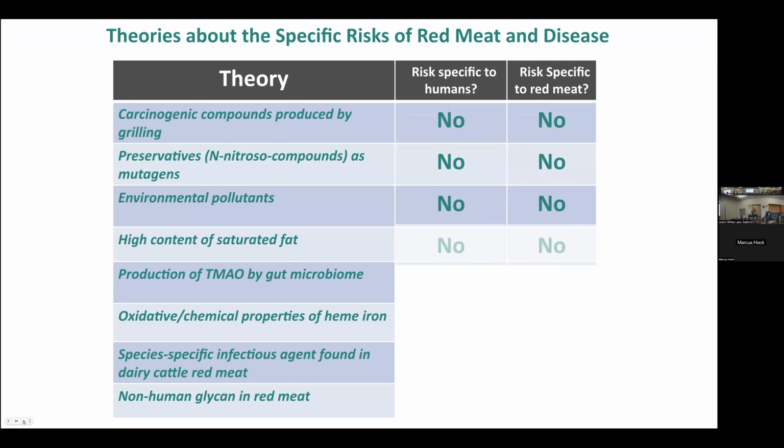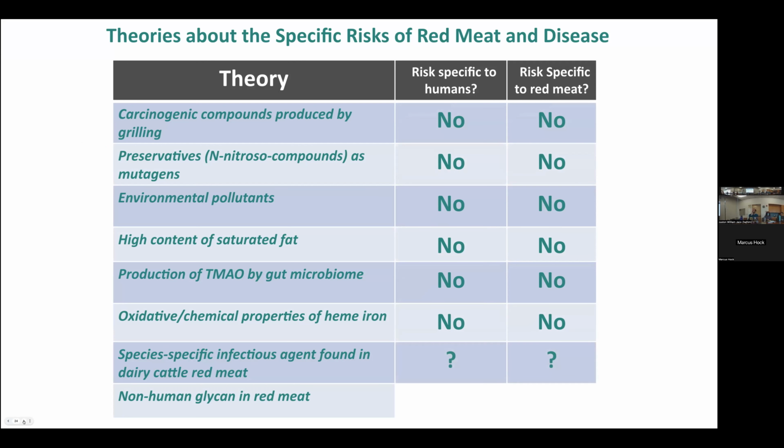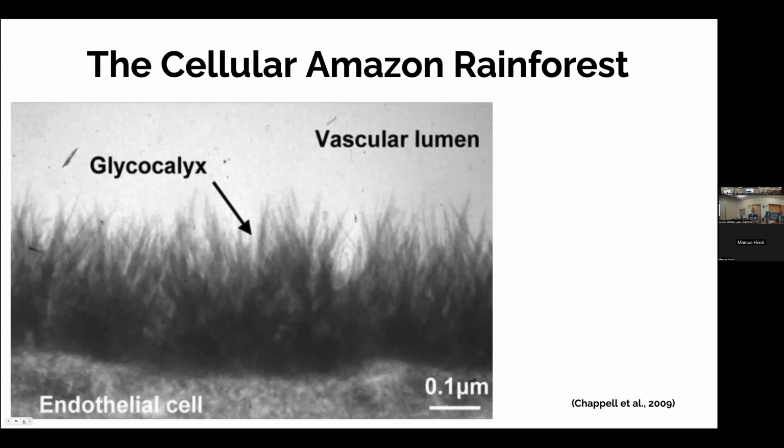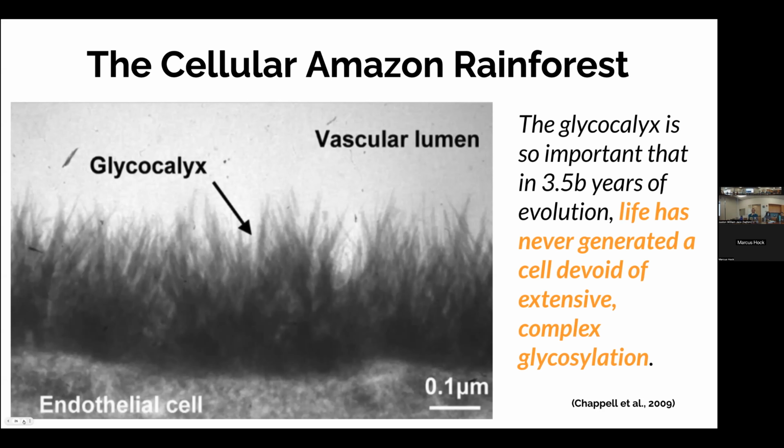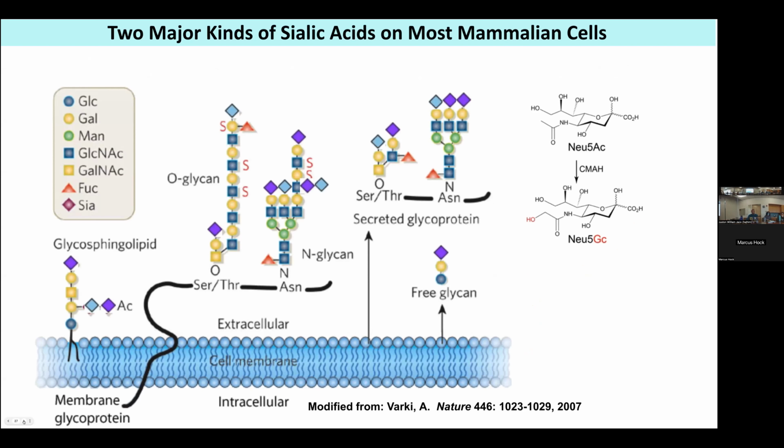And if you look into a lot of the theories, none of them are specific to humans or they're specific to red meat. But one that for sure is, is sialic acids, glycans, or glycobiology, which is what my lab studies. Very briefly, this is the focus of my project and my lab's life's work: the glycocalyx and all of the different decorations on the outside of the cell. This structure is so important that in 3.5 billion years of evolution, life has never generated a cell devoid of extensive complex glycosylation. Molecularly, that looks like this.